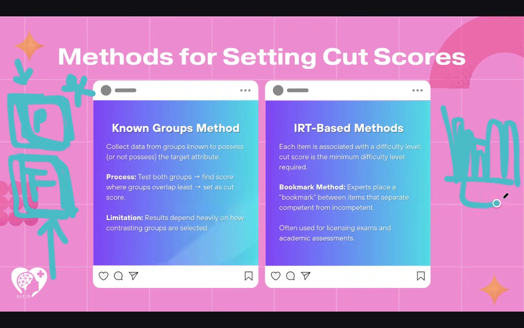So here, from this end going to the center, there are two contrasting groups. We have a group that usually scores high on these tests, and a group here that scores low on these tests. Where they meet in the middle, that is denoted as the cut score. That is the known groups method.